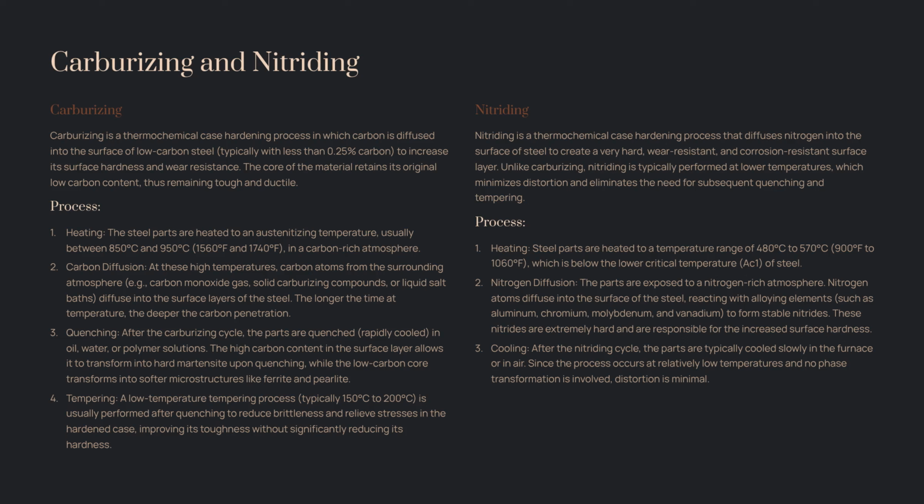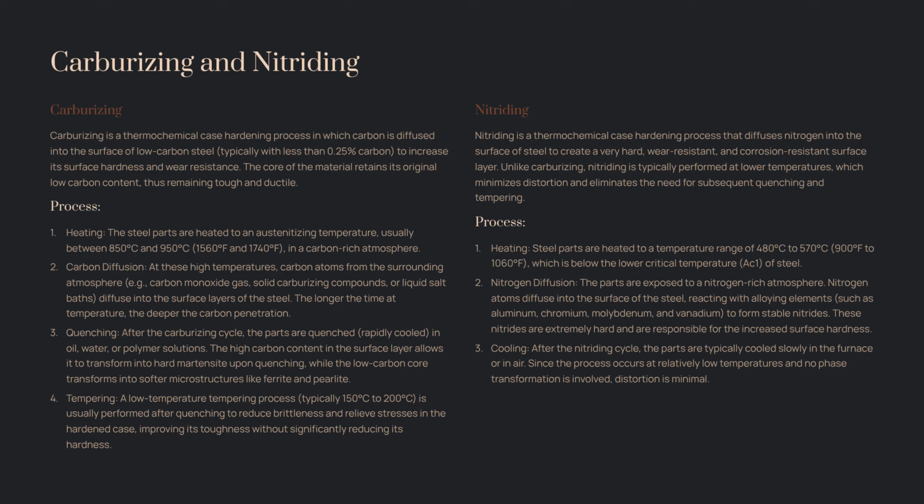Applications. Carburizing is widely used for components requiring a hard, wear-resistant surface and a tough core, such as gears, shafts, bearings, cams, and automotive components. Key characteristics. Purpose: increase surface hardness and wear resistance of low-carbon steel. Mechanism: diffusion of carbon into the surface at high temperatures. Result: hard martensitic case and tough low-carbon core, commonly followed by quenching and low-temperature tempering.